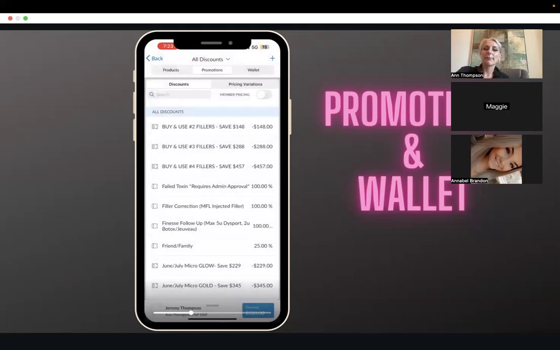The promotions will be the different things that we offer through MFL. So if we have certain sales going on or any type of specials, that's where all of those special things are going to be, in that promotional tab. You simply click on the one that you want to apply and it will automatically apply the discount. If you accidentally hit one in error, just tap it again and it will take it off.